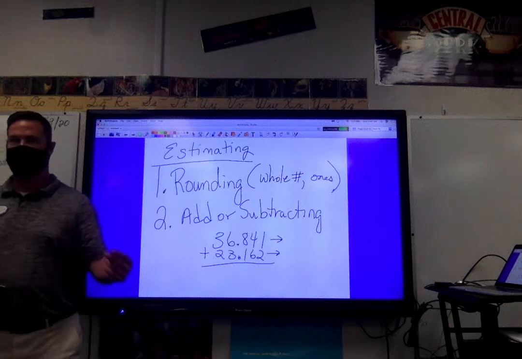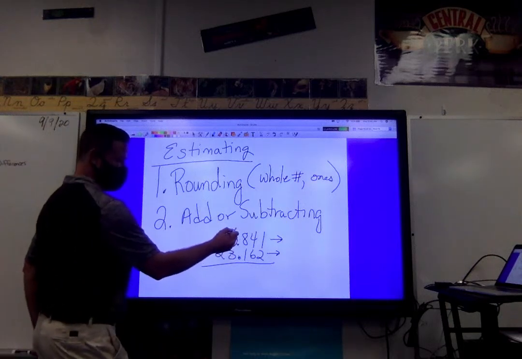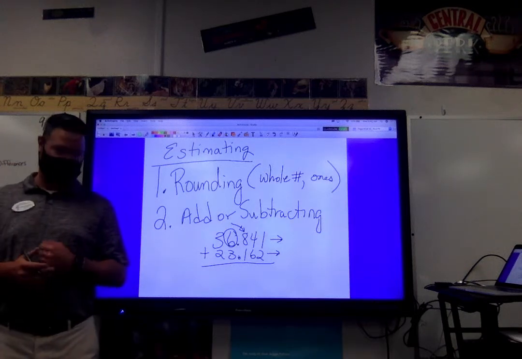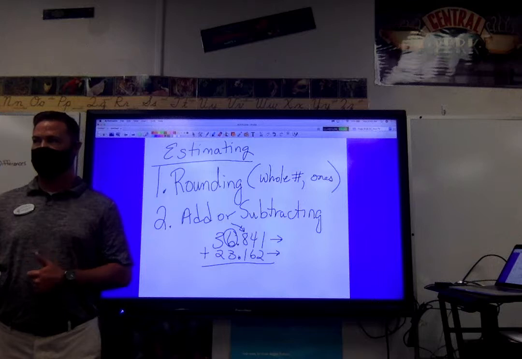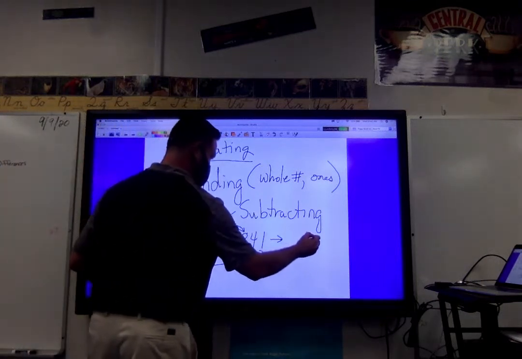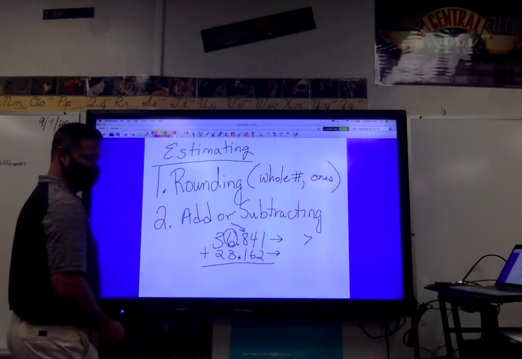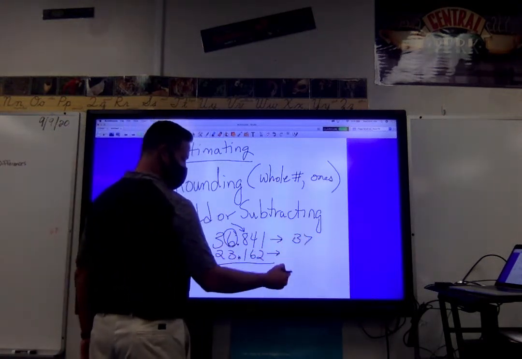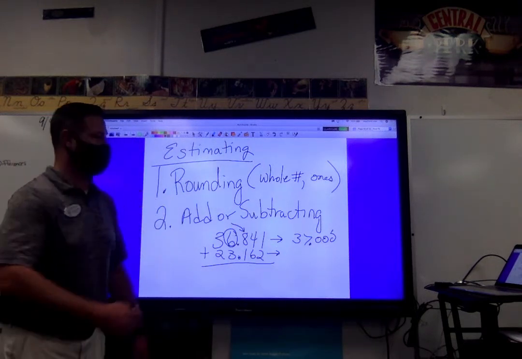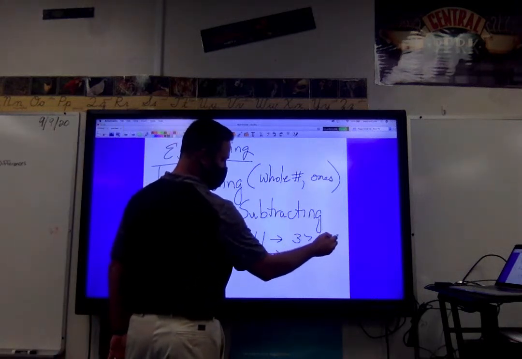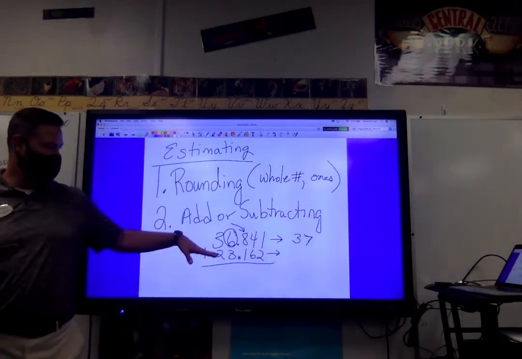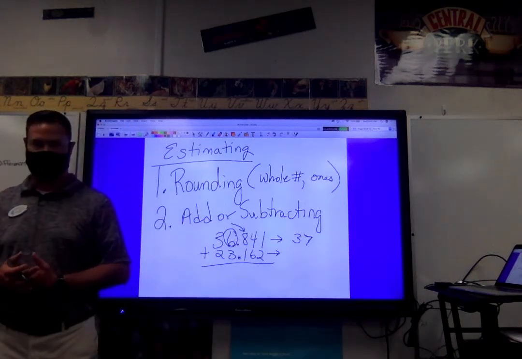What number am I circling? 6. I look to my right. It's an 8. Is that greater than, less than, or equal to 5? Greater. So what does that 6 do? Goes up to a 7. Everything behind it turns into zeros. Do I need these zeros behind the decimal? No. In fact, I'll give you a suggestion today. Get in the habit of not doing that, because it's going to make it a lot easier when it comes to the problem. So 36.841 rounds to 37.